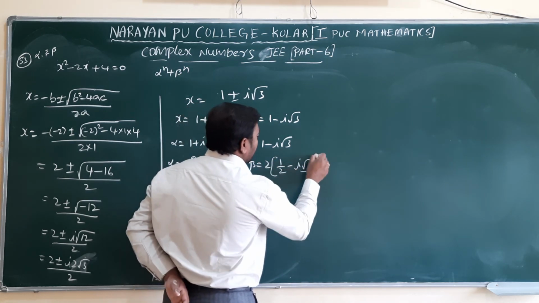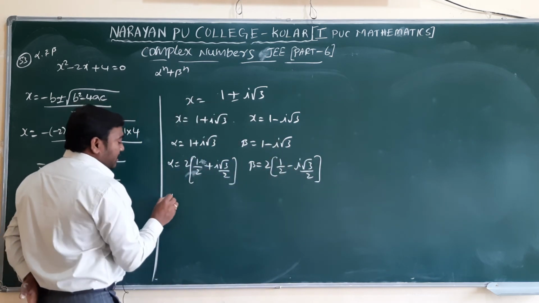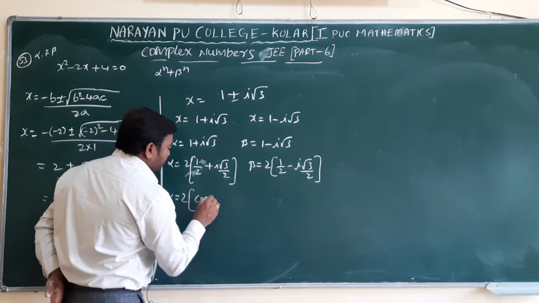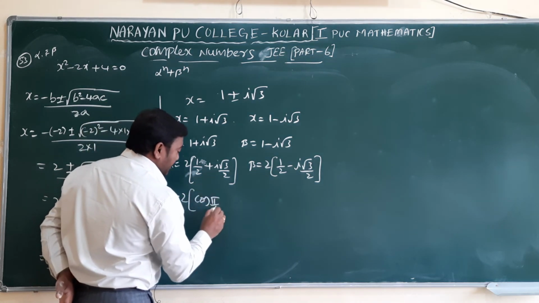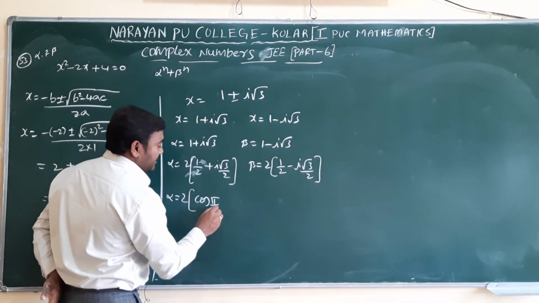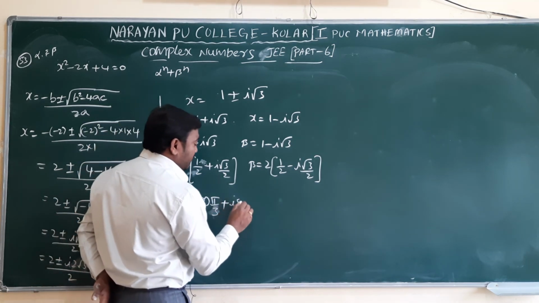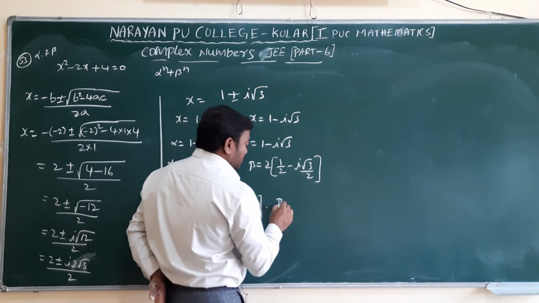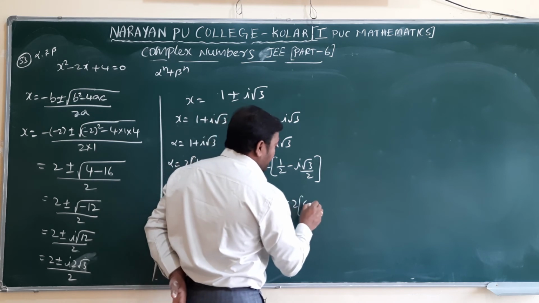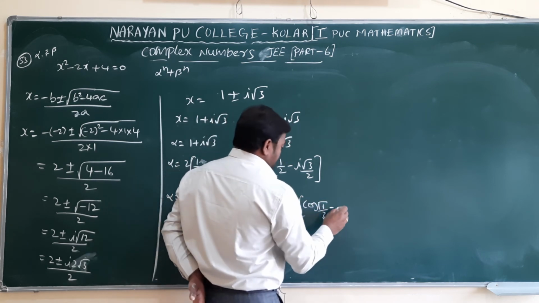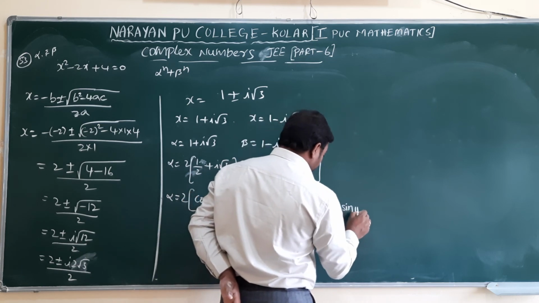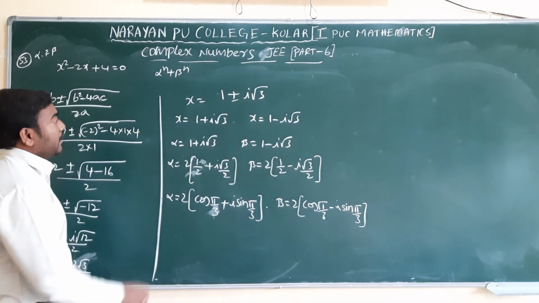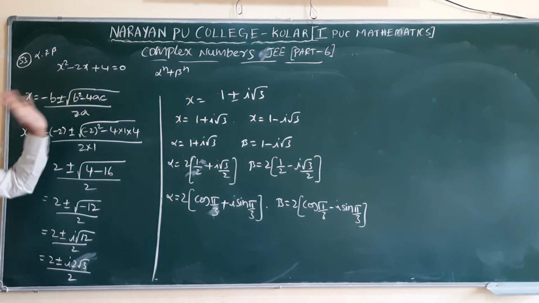Now convert alpha in terms of cos and sine: alpha is equal to 2 into cos of pi by 3 plus i sine of pi by 3. Beta value is 2 into cos of pi by 3 minus i sine of pi by 3. So here we have to find alpha power n and beta power n.